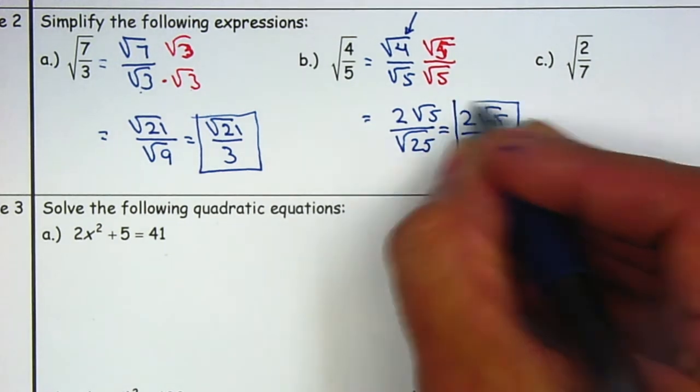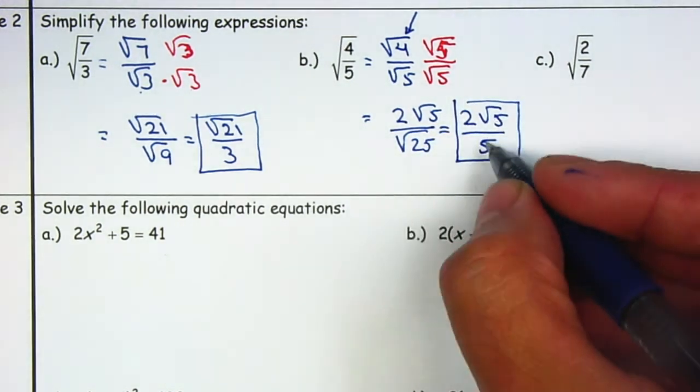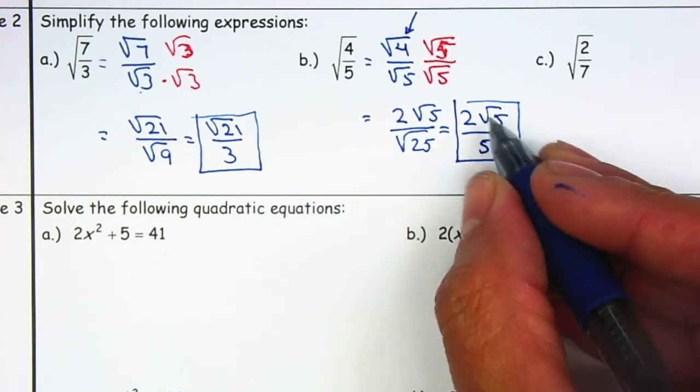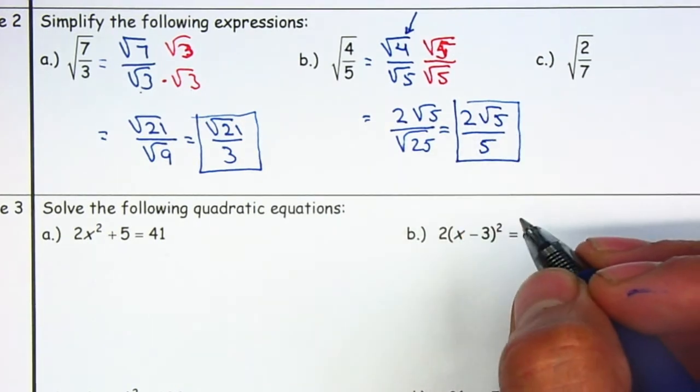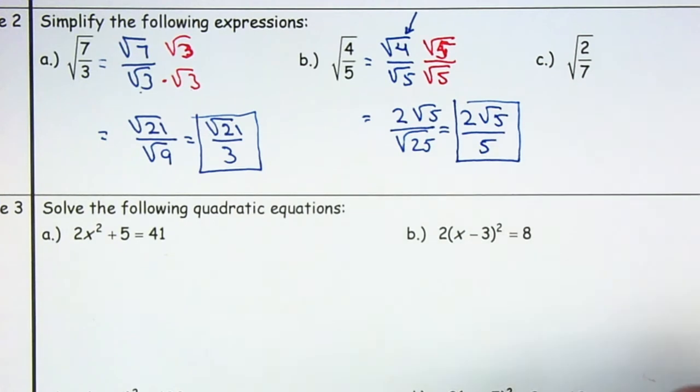Now be careful. Some of you guys are tempted to simplify or cancel those 5s. You can't, because this one is under the square root. Now try letter C.